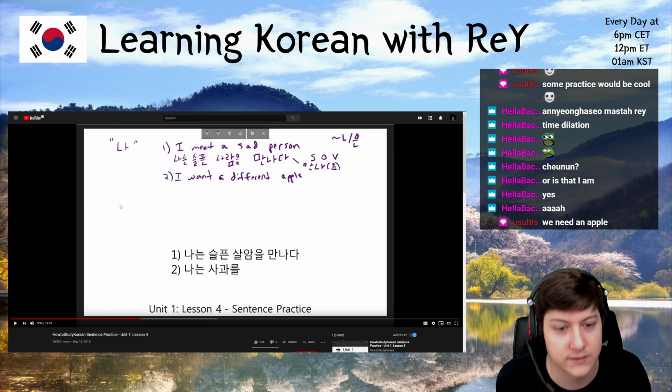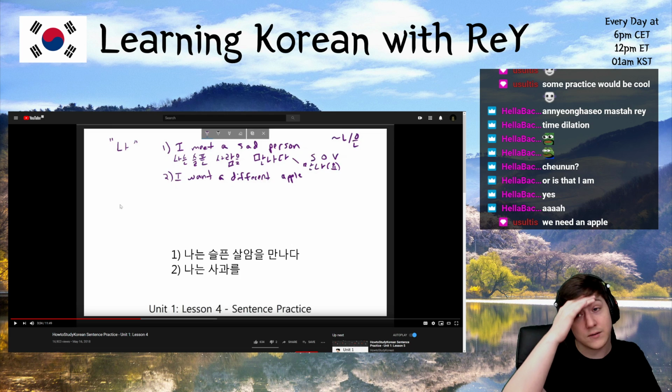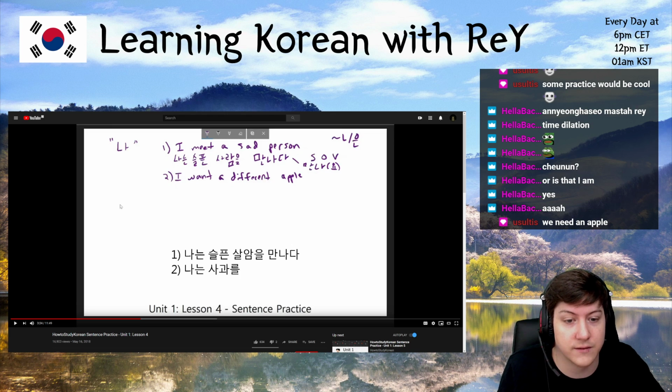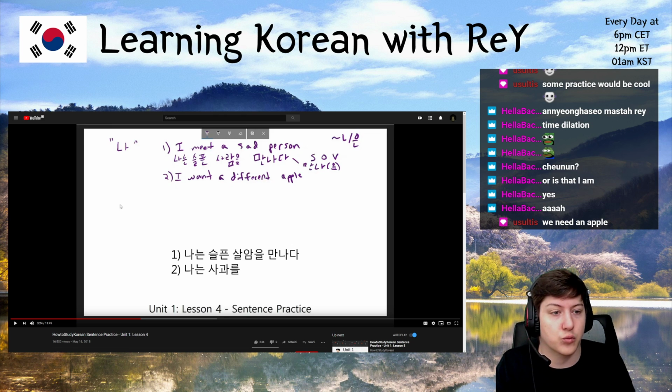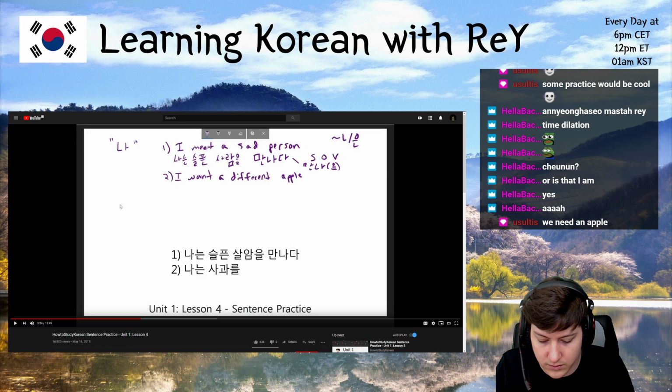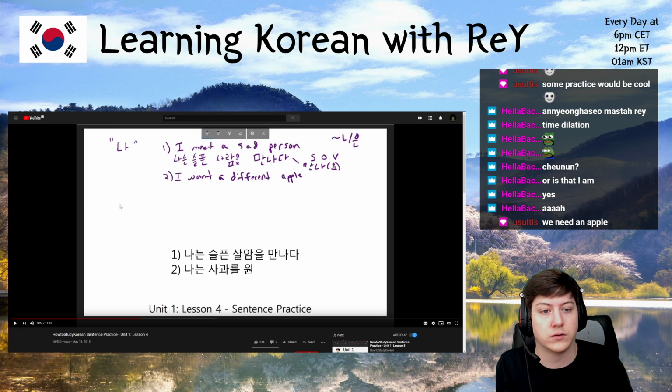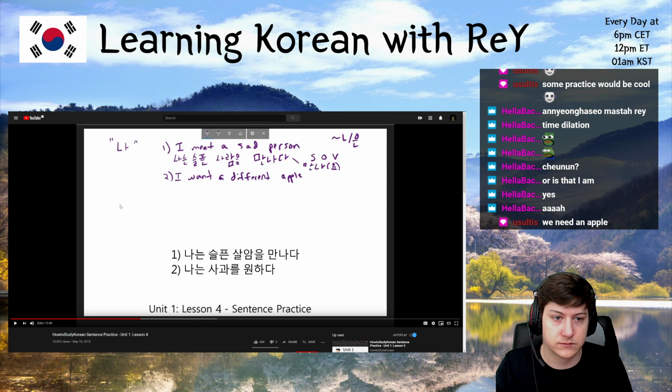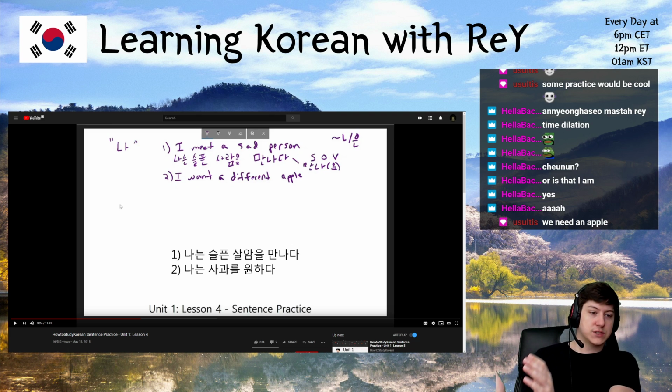So now the next part. There's only one part left of the Korean sentence. So that's the verb, of course. And the verb is want here. Want is wonhada, right? Wonhada. Okay, so we have I subject, apple object, want verb. So I apple want. So that's basically I want an apple.